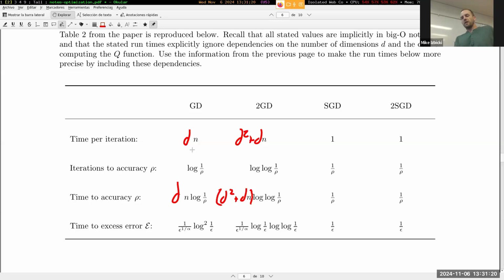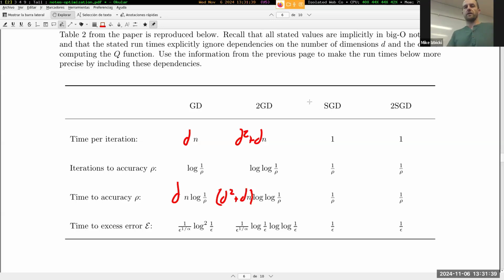All of this discussion should hopefully be somewhat reminiscent of our power method discussions, the exponentially accelerated power method, and the PLA, how we did the run times of all of those. Okay, so that's gradient descent and second order gradient descent.